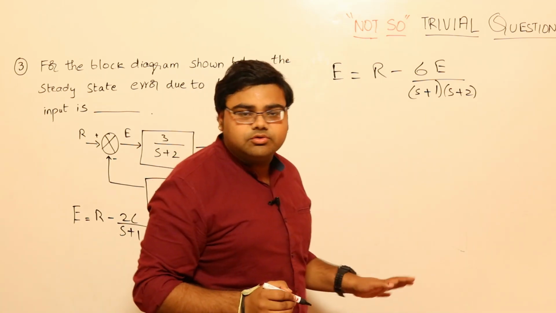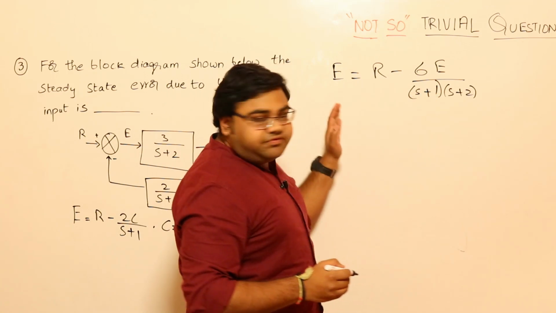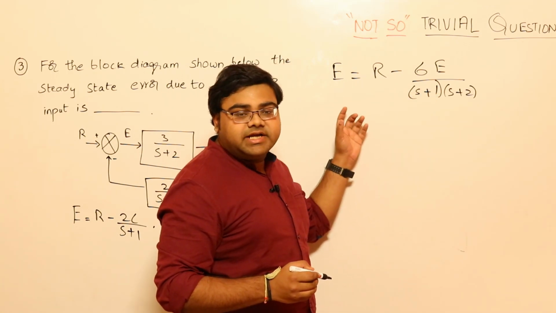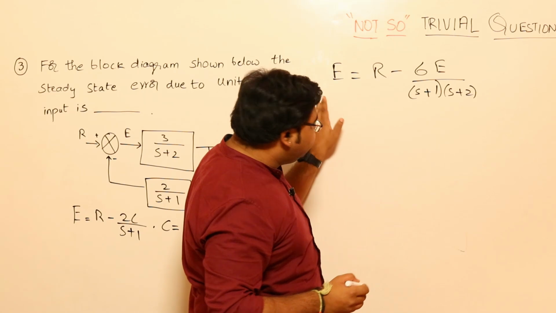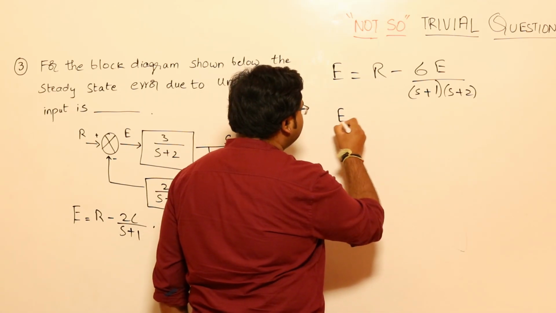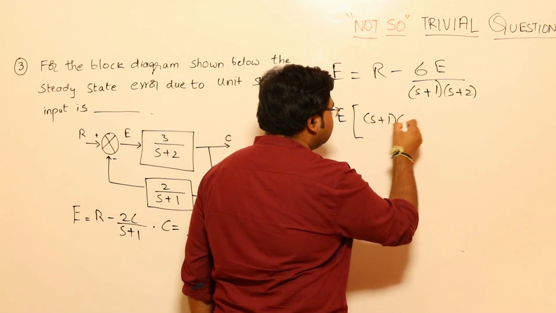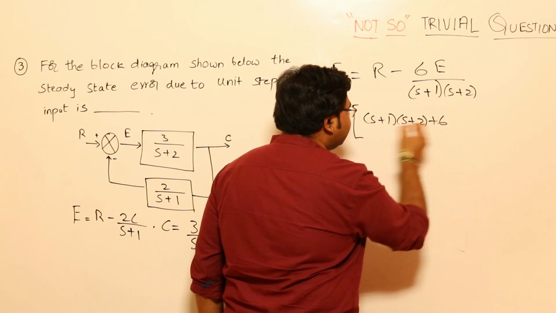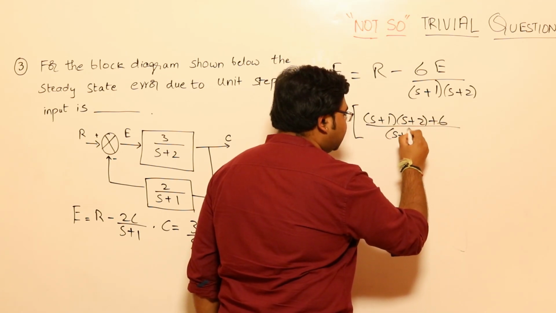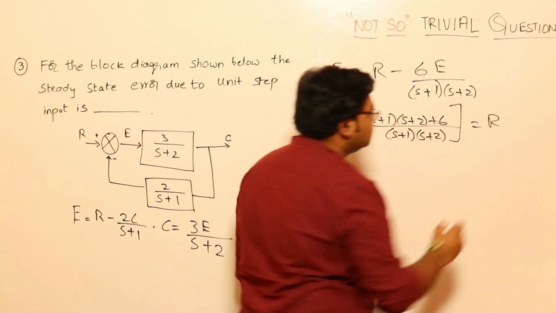Okay, nothing complicated so far, very simple. I have just substituted this over there. Shift it and flip it. Let us get E in terms of R. In the sense, E will be here and all the remaining things will be on this side. So let us very quickly see. E times, just one more step I will do, S plus 1 into S plus 2 plus 6 divided by S plus 1 into S plus 2, equals R.